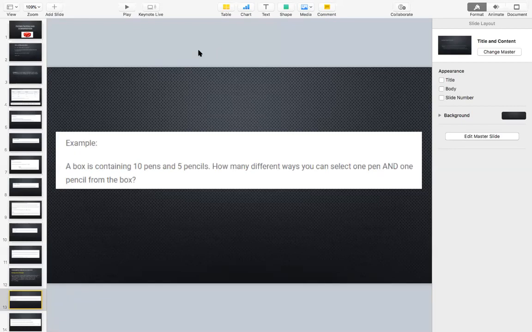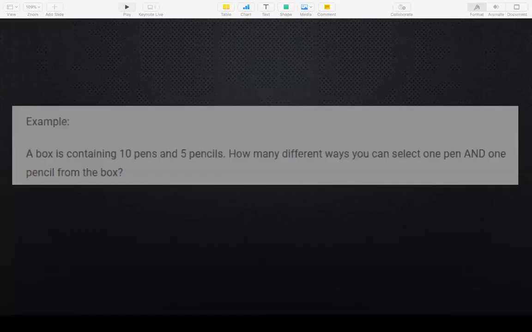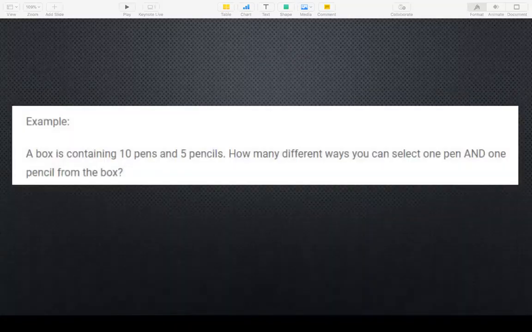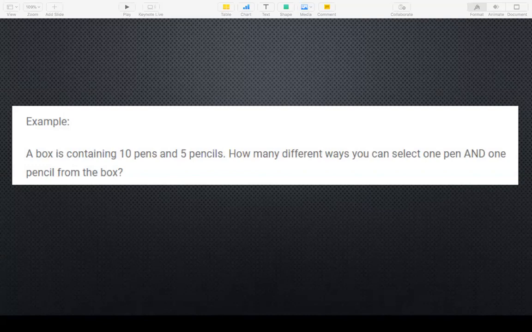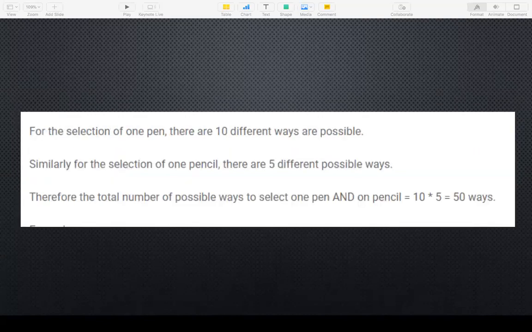10P5 is anyways wrong, because 10P5 means from 10 different items, I'm arranging 5 different items. But in this question, we are only talking about selection. So no permutations anyways. Try not to use permutations or combinations, even if you know, because this is a simple, logical question. So the answer is 50. Okay, let's look into the solution.